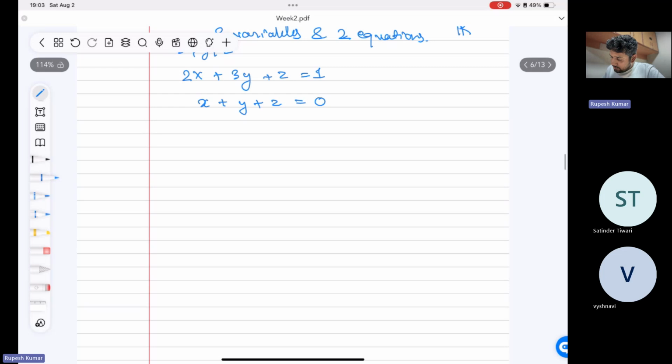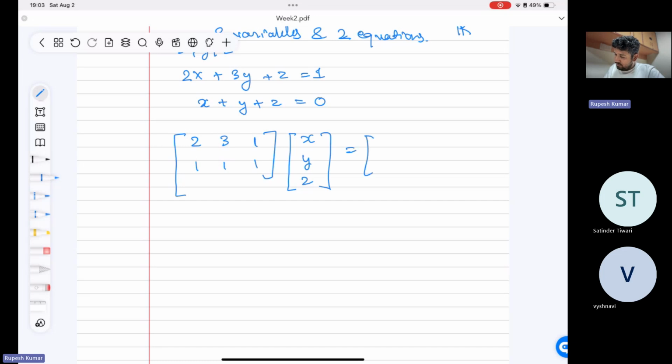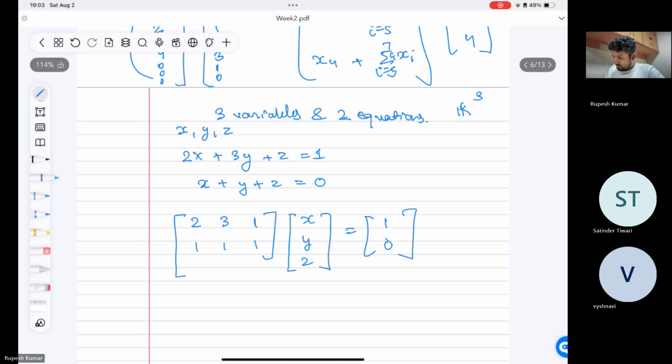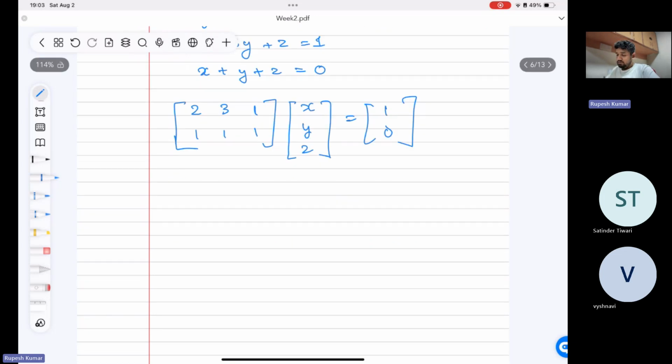Three variables, two equations. Let's form the system of matrices. It will be 2, 3, 1, then 1, 1, 1, and we don't have any more equations, times x, y, z, equals 1, 0. This is our system of equations, which is underdetermined. We have a smaller number of equations. Now you want to solve the system of equations.